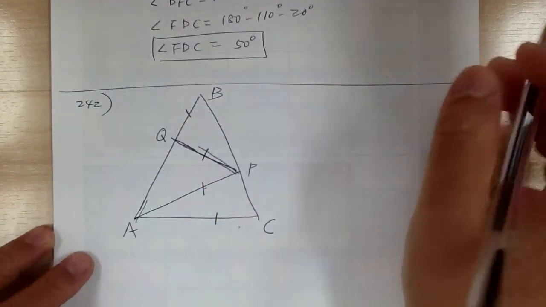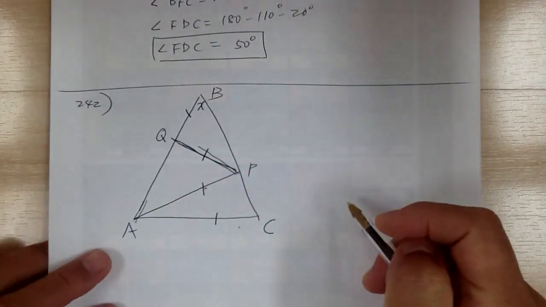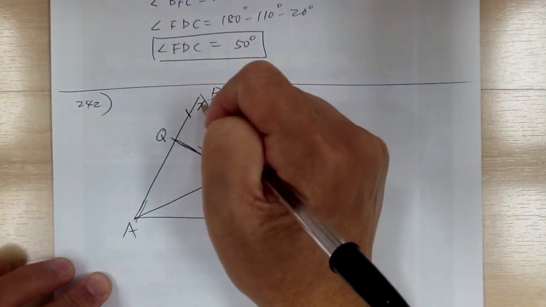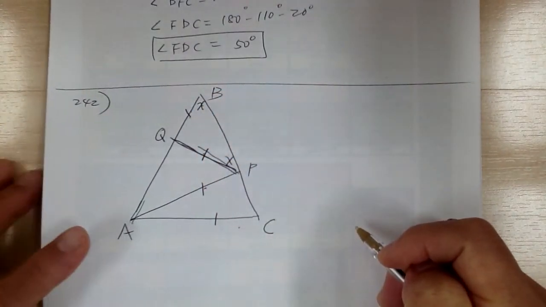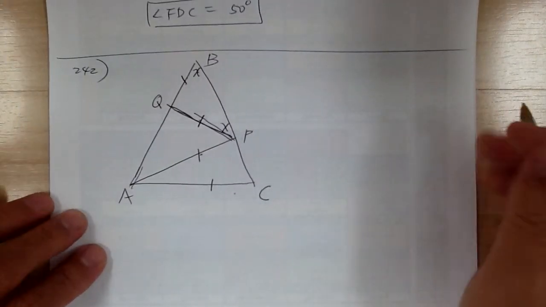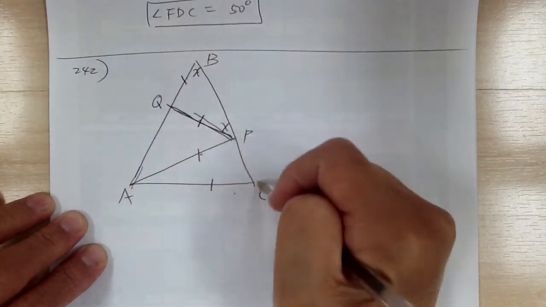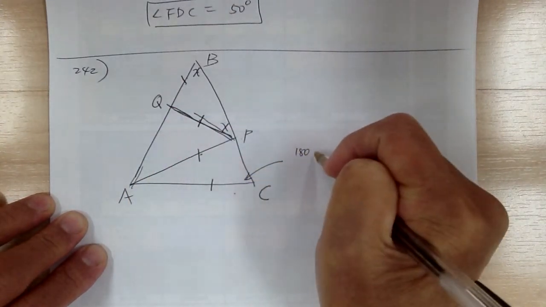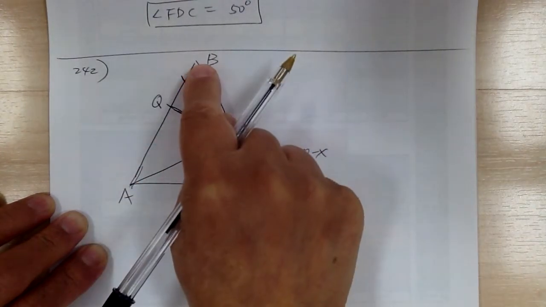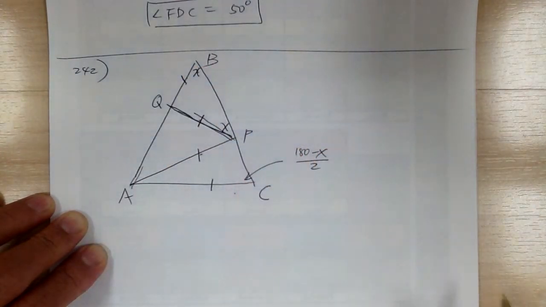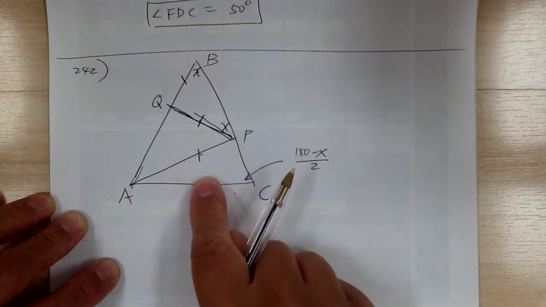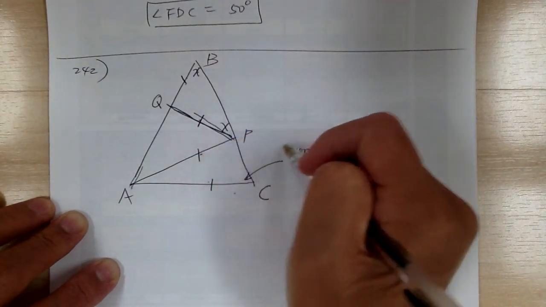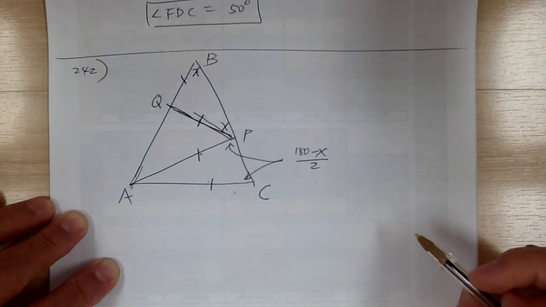Since you're looking for angle B, let's call this X. Now use the isosceles triangles. Since these two are congruent, if this is X, this would be an X. Also, since triangle ABC is isosceles, this angle would be equal to 180 minus X, divided by 2, which gives you this one here. And since this is isosceles, this will also equal that angle right over here.